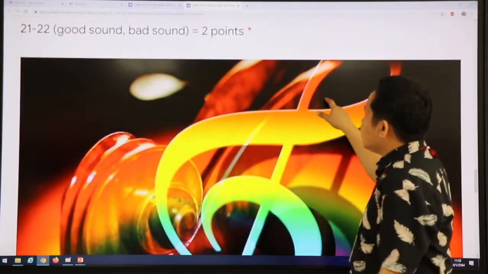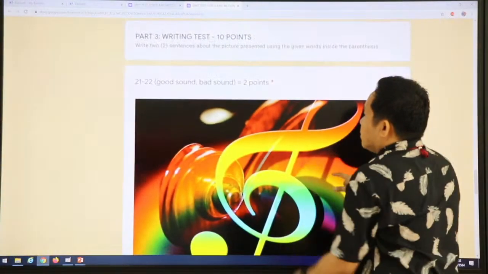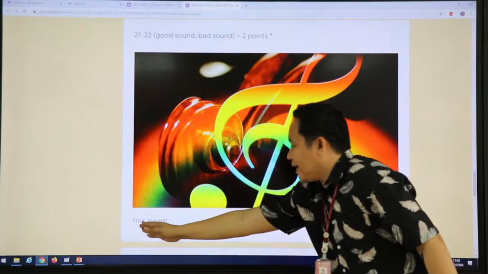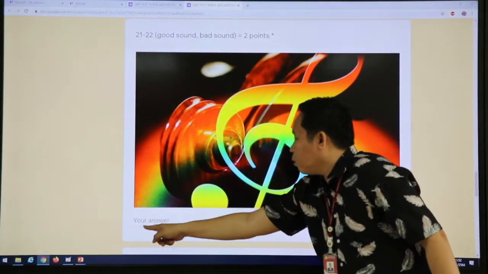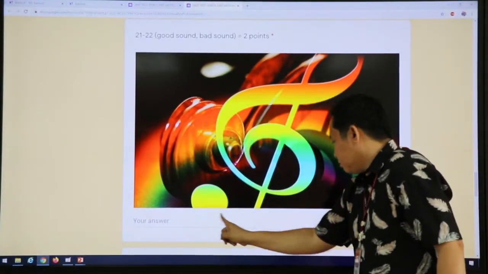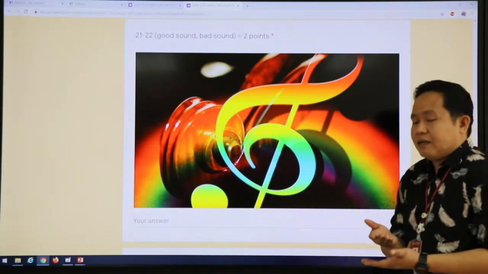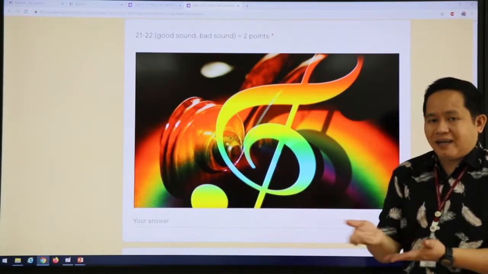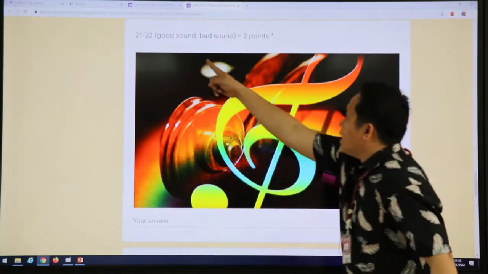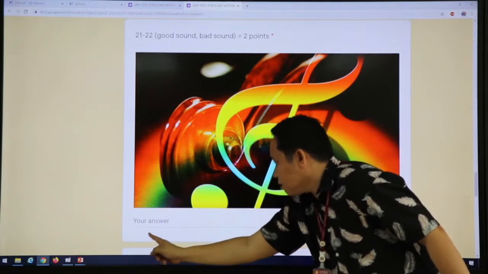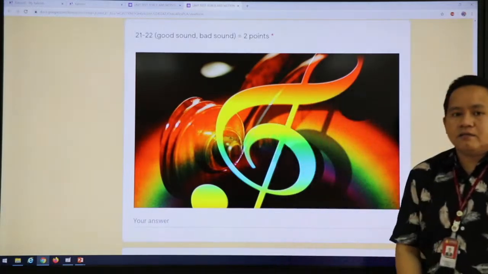Okay, let's start. Picture number one. Questions 21 and 22. Please write your answer here. Label 21, good sound. Then write down your sentence. The word can be found at the start, middle, or any part of the sentence. And number 22, please write bad sound.